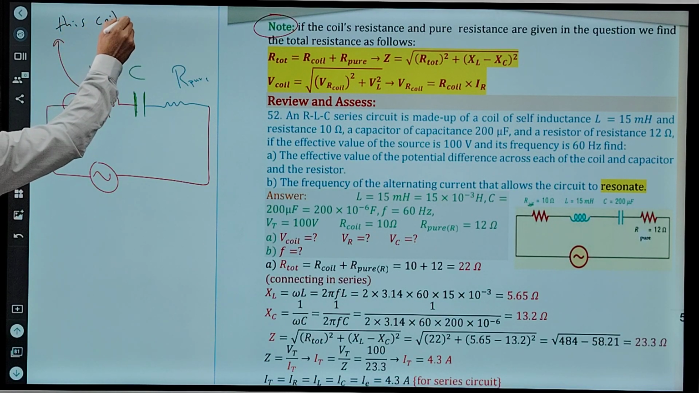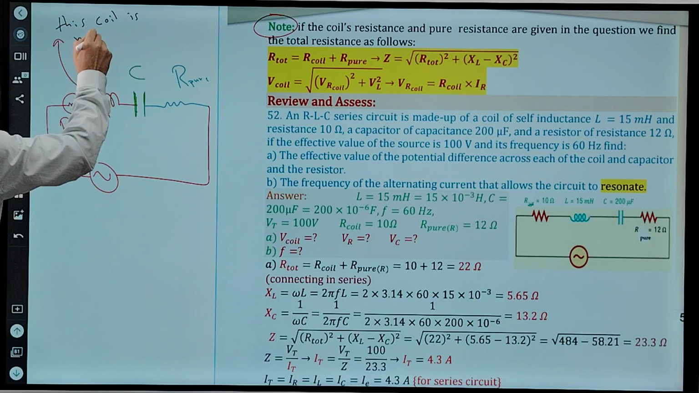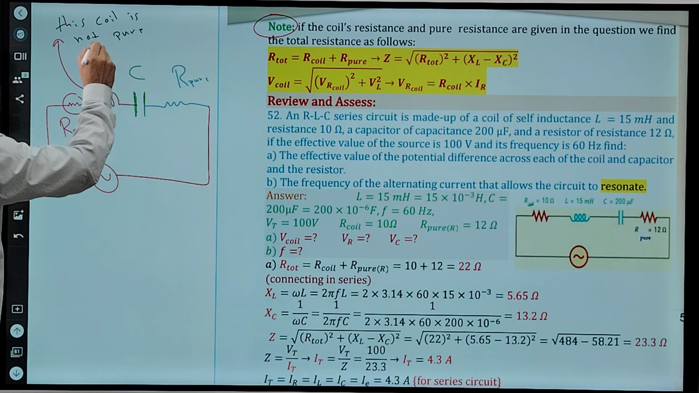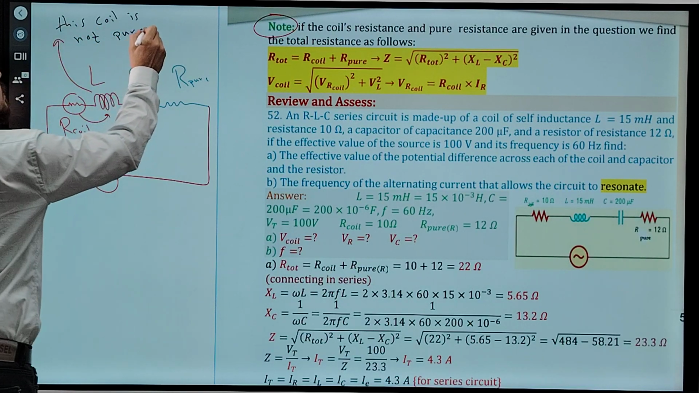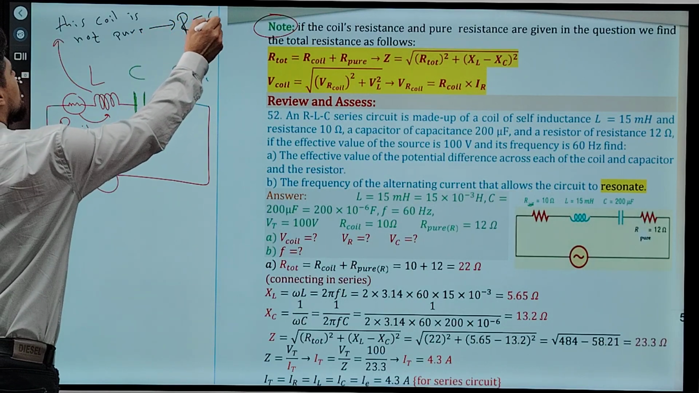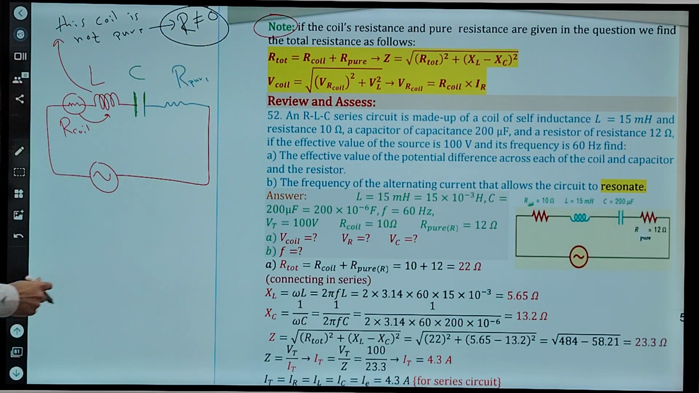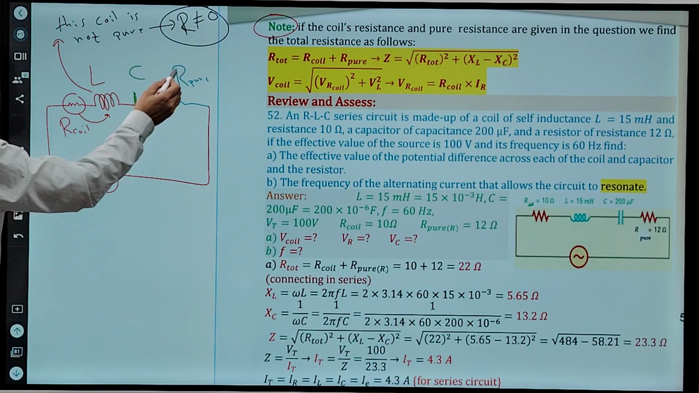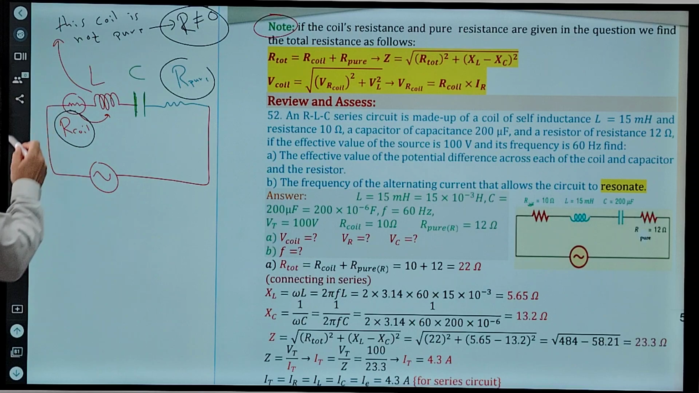This coil is not pure. Why is this coil not pure? Because the resistance of the coil is not equal to 0. It has resistance. Now, how many resistances do we have in this circuit? We have 2 resistances. Okay?